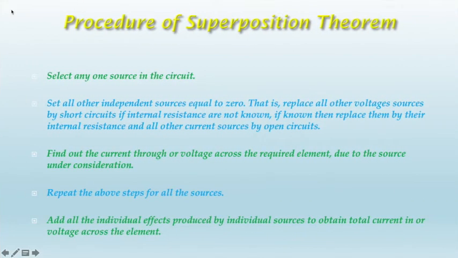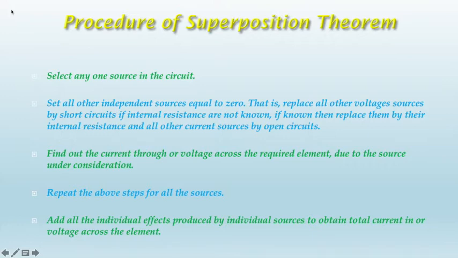Procedure of the superposition theorem. Number 1, select any one source in the circuit. Next, set all other independent sources equal to 0, that is, replace all other voltage sources by short circuits if internal resistances are not known. If known, then replace them by their internal resistance, and replace all other current sources by open circuits.